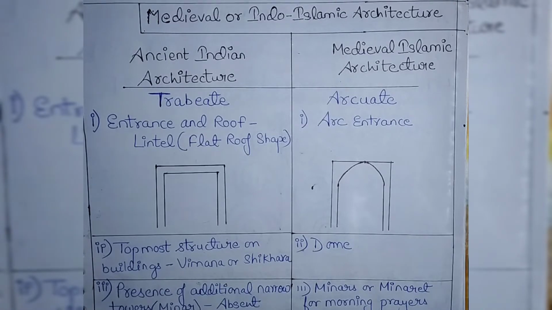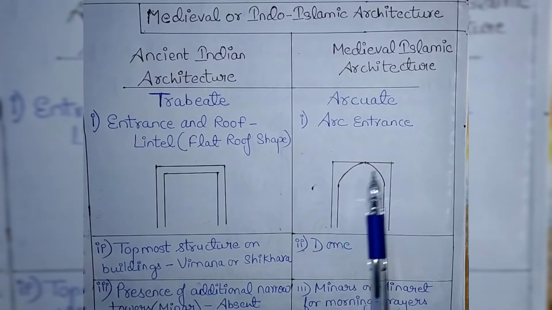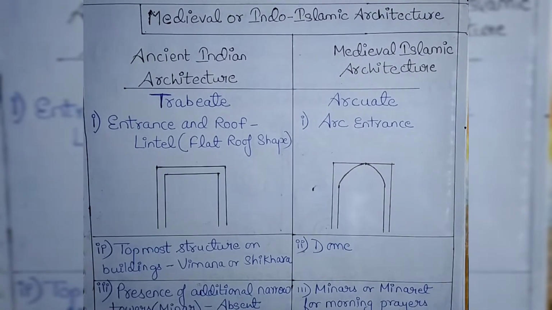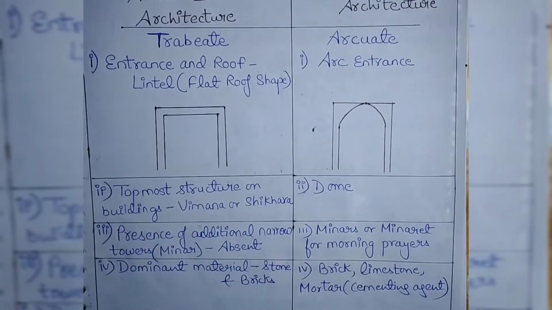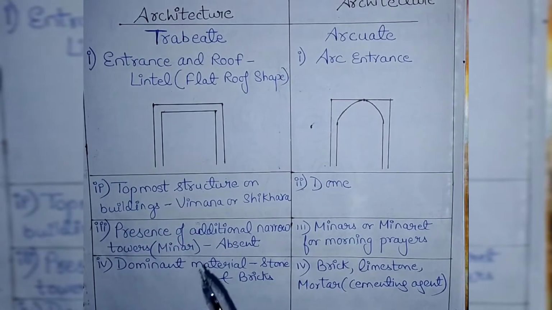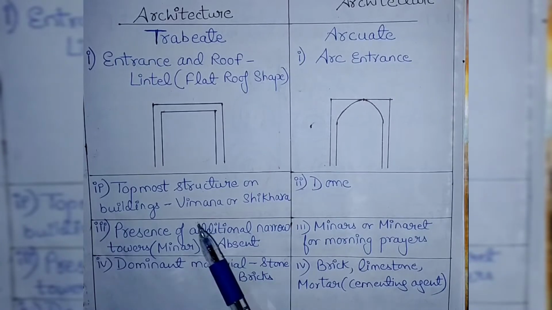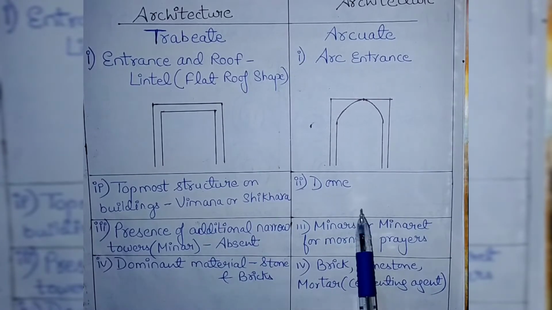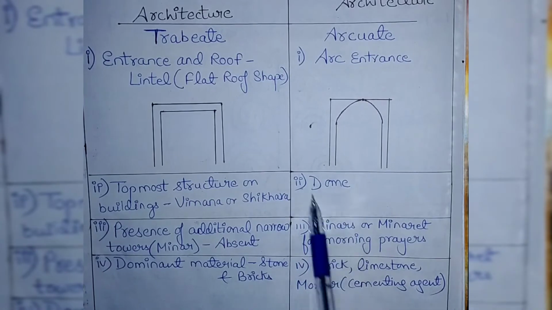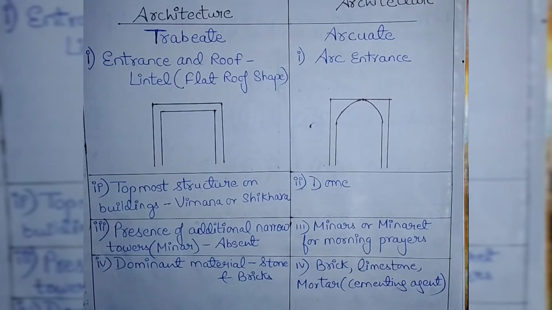First difference is the entrance and the roof. The entrance and the roof of ancient Indian architecture are flat, which we call lintel, and in the medieval one, the entrance is of arc shape. You can see in the diagram. Second difference is the topmost structure on the buildings: in ancient Indian, they are the vimanas or shikhar, and in medieval, domes. We can see domes on the top of the buildings.